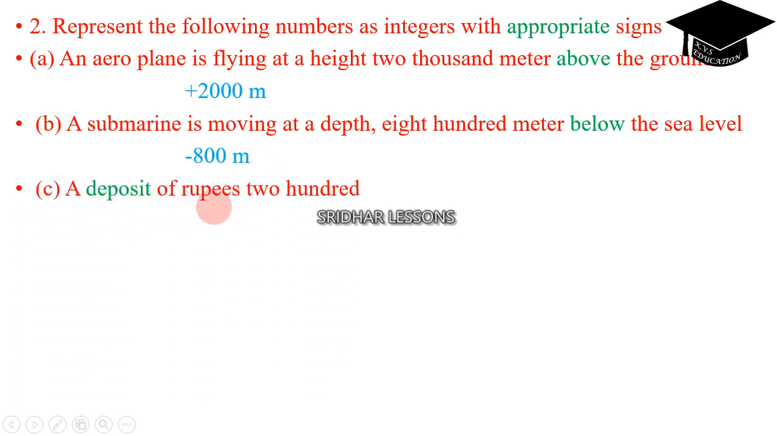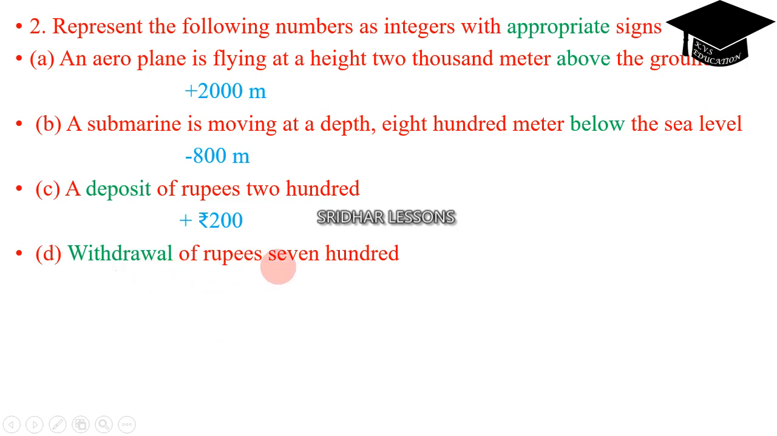A deposit of rupees 200. So it is plus 200 because it was credited. Plus, because we deposited. Withdrawal of rupees 700. So minus 700 rupees.